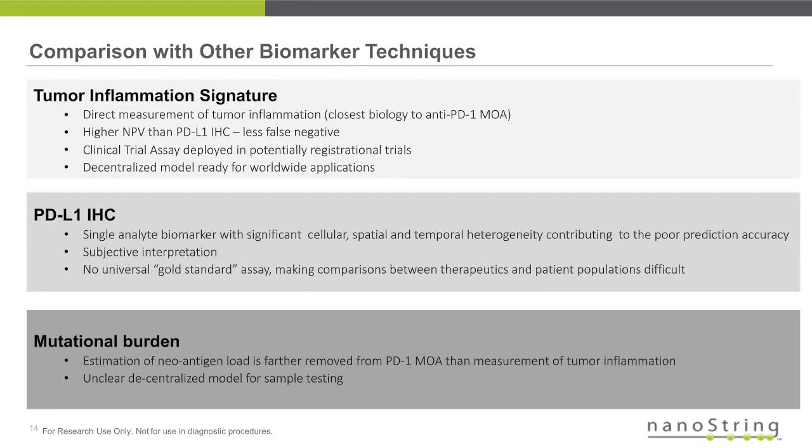And finally, I mentioned as well that we are comparing the tumor inflammation signature to other potential biomarkers. And so one of the reasons that we really believe in the power of the TIS is that it's using the gene expression profiling to directly interrogate the immune biology within the tumor. We have preliminary evidence that shows that this test may have better predictive power than PD-1 immunohistochemistry. And we are currently developing this now as a clinical trials assay, which may be deployed into registrational trials.